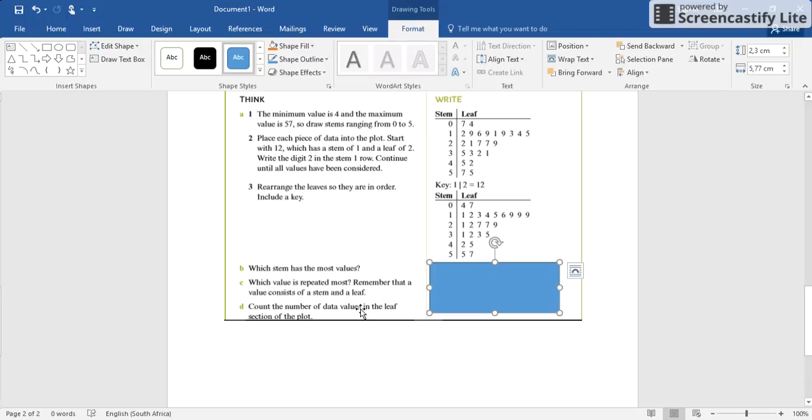The question says, which stem has the most values? Well, it looks like stem 1 has the most values. Let's see what it says. Yep. Which value is repeated the most? Remember that a value consists of a stem and a leaf. So which one is repeated the most? It's 19, 19, 19, 19. That's definitely repeated the most. And count the number of data values in the leaf section of the plot. Add them all up. Count how many you've got there. There are 24 values. All right, I want you to go ahead and get this party started.